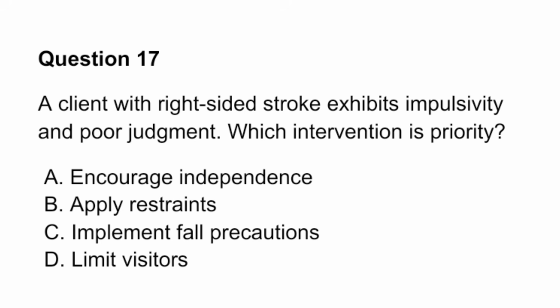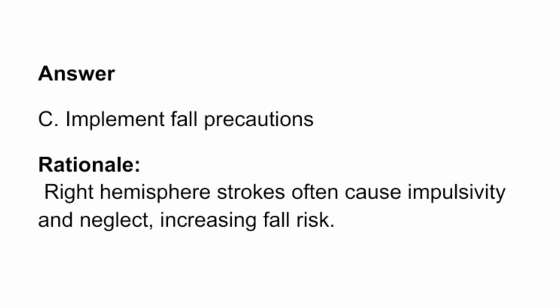Question 17. A client with right-sided stroke exhibits impulsivity and poor judgment. Which intervention is priority? A. Encourage independence. B. Apply restraints. C. Implement fall precautions. D. Limit visitors. The answer is C. Implement fall precautions. Right hemisphere strokes often cause impulsivity and neglect, increasing fall risk.